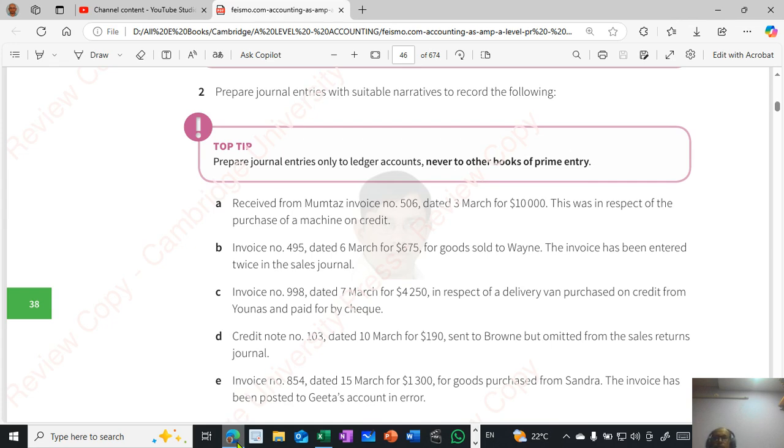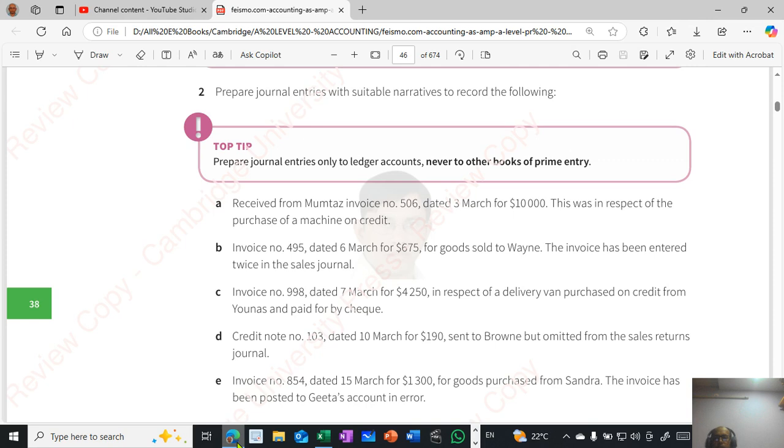Prepare journal entries with suitable narratives to record the following. Prepare journal entries only to ledger accounts, never to other books of prime entry. Received from Mumtaz invoice number 506 dated 3rd March, 10,000.